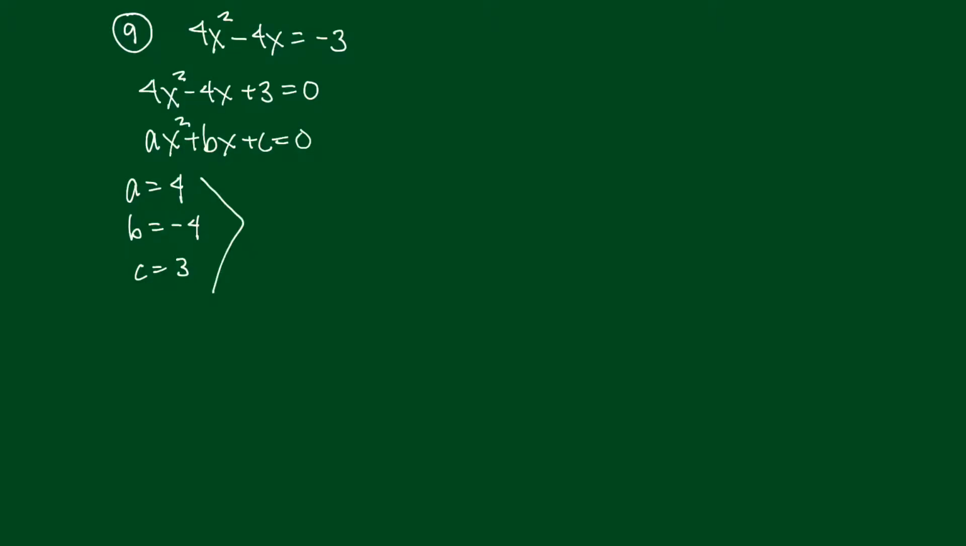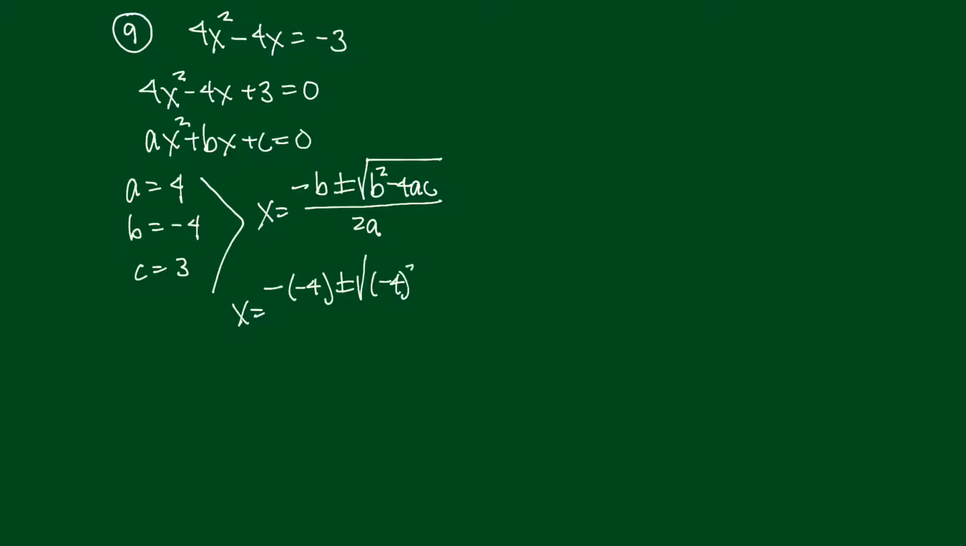Put these into the quadratic formula. We'll have x equals, right, quadratic formula, negative b plus or minus square root b squared minus 4ac all over 2a. Substitute, we'll get x equals negative b, so negative negative 4, plus or minus the square root of b, negative 4 squared, minus 4 times a, which is 4, times c, which is 3, all over 2a, 2 times 4.